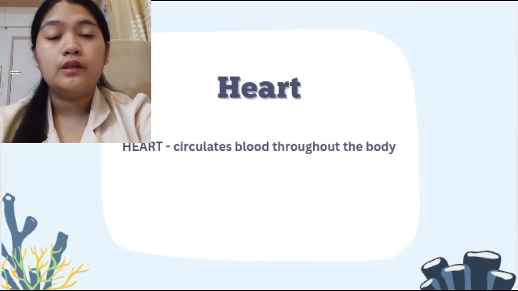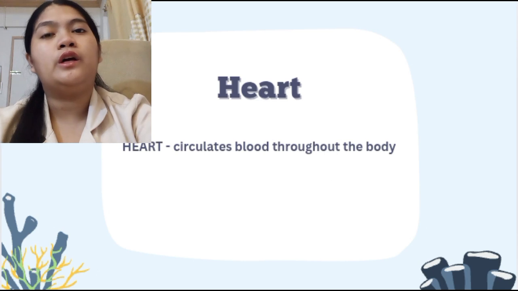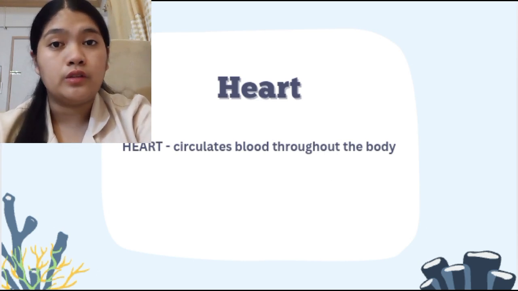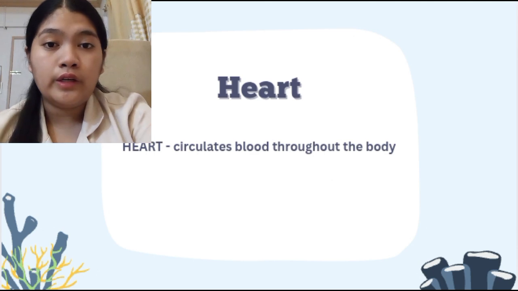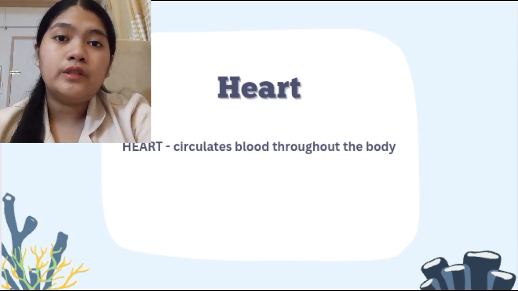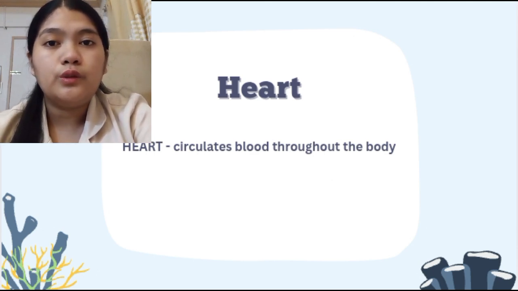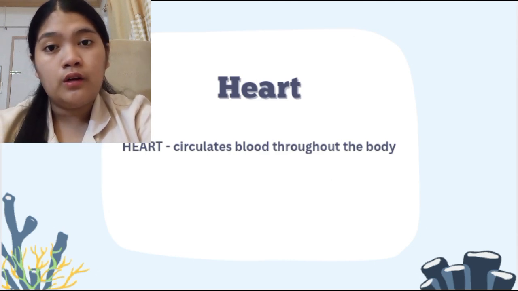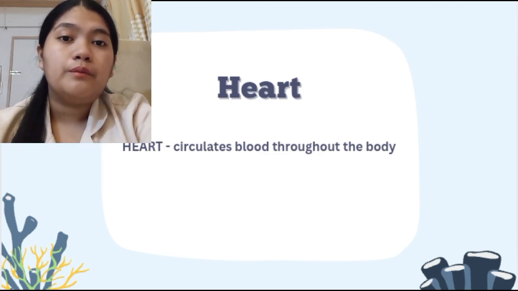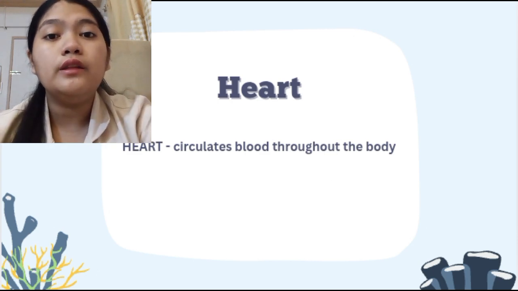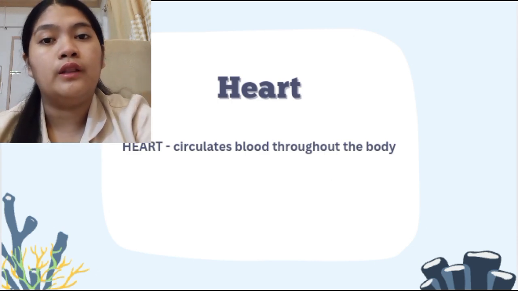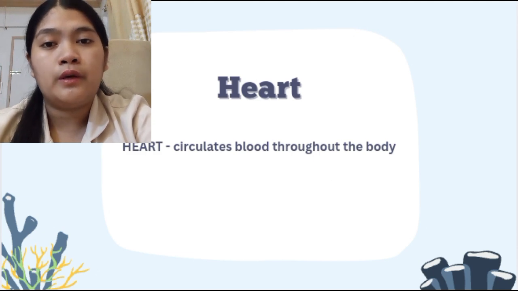Next is the heart. The heart of the fish helps in blood circulation. Through the blood, various cells and organs of the fish receive digested nutrients and oxygen. Waste products are also transported by the blood to organs, such as the kidney and liver, for removal. This function is made possible by the heart.